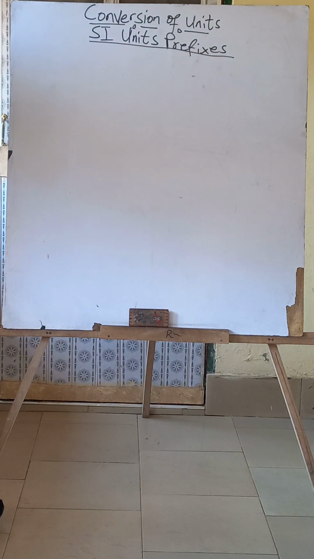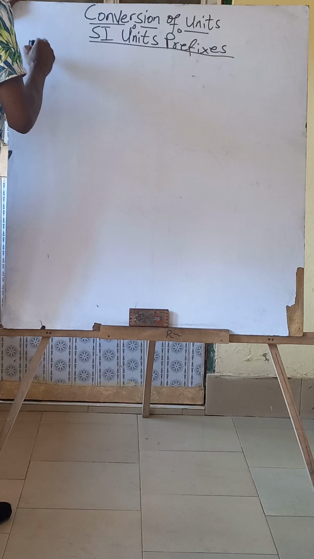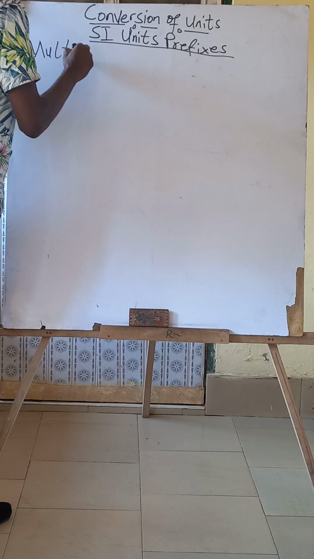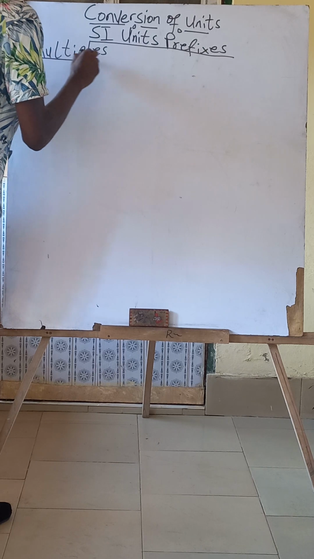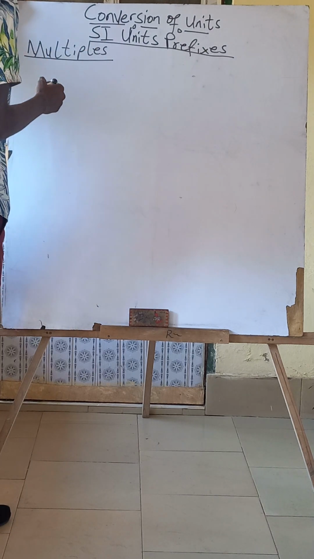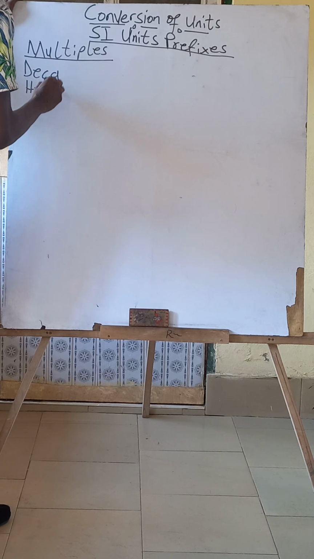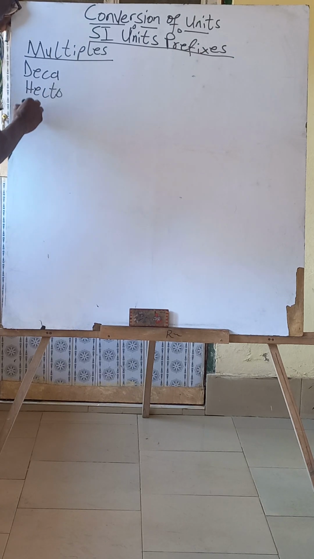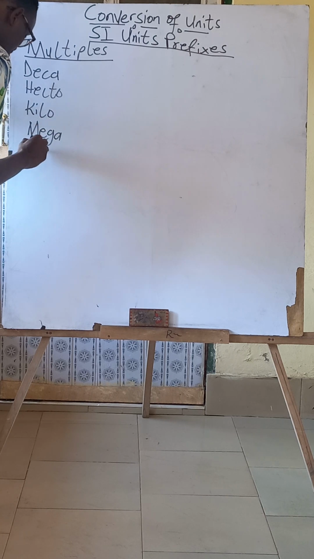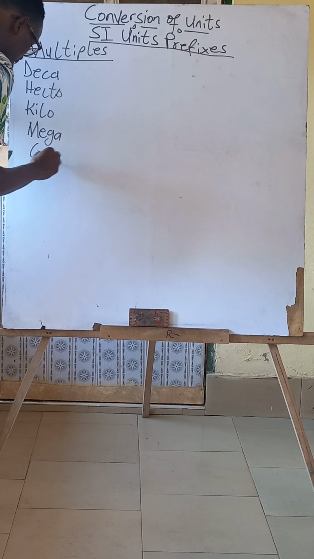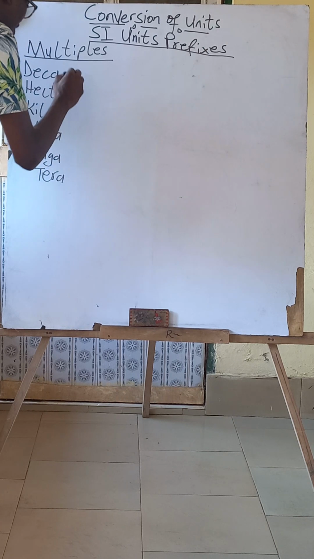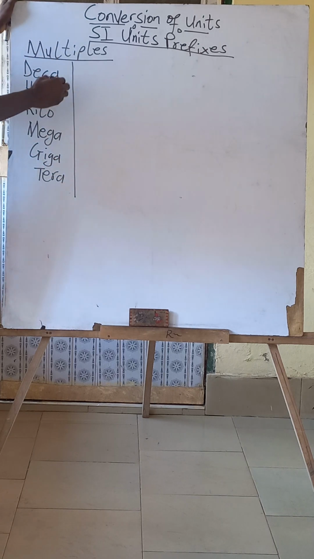Under the SI unit prefixes, we have the multiples and we also have sub-multiples. So I'm going to write some examples of the major multiples that we often use. We have deca, hecto, kilo, mega, giga, and tera. There are a whole lot, but these are the major ones that we often see in questions.